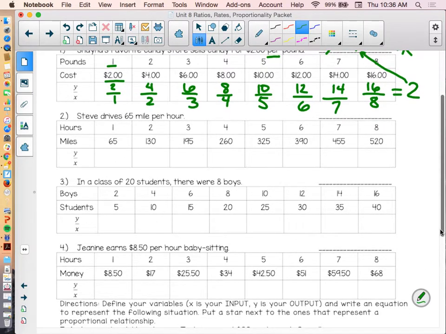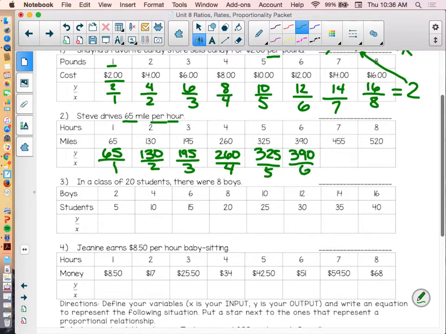This one, Steve drives 65 miles per hour. Again, you might be thinking, oh, I already know the equation. Great, but make sure you also can check it with your table. I do y over x, y over x. I can see right now that all of these are going to be equal to 65 if I divide them and find the unit rate. That unit rate is also called the slope, or the constant of proportionality. These are proportional because the rate is constant. Get used to hearing those words.